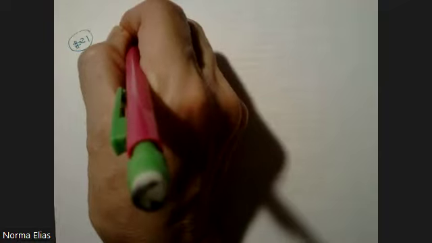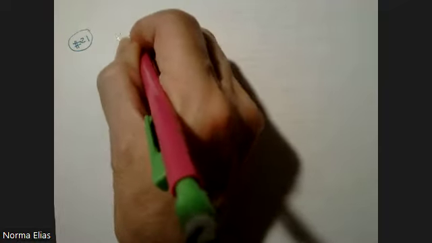So we have the following graph, and they gave it to us, 1 over the square root.